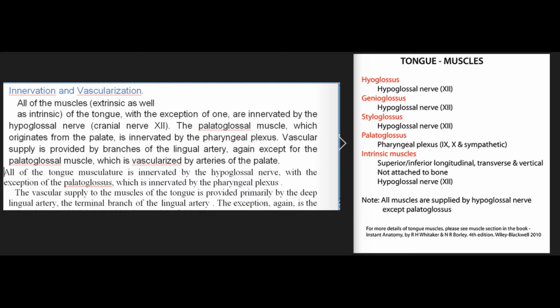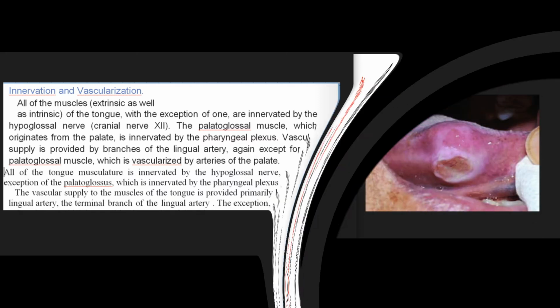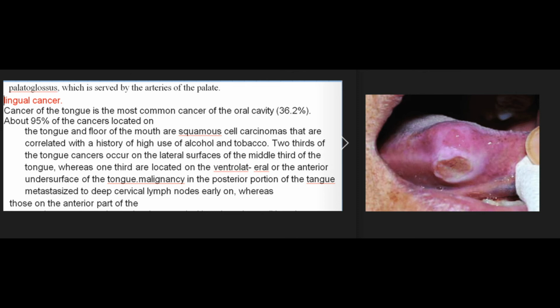The vascular supply to the muscles of the tongue is provided primarily by the deep lingual artery, the terminal branch of the lingual artery. The exception, again, is the palatoglossus, which is served by the arteries of the palate.